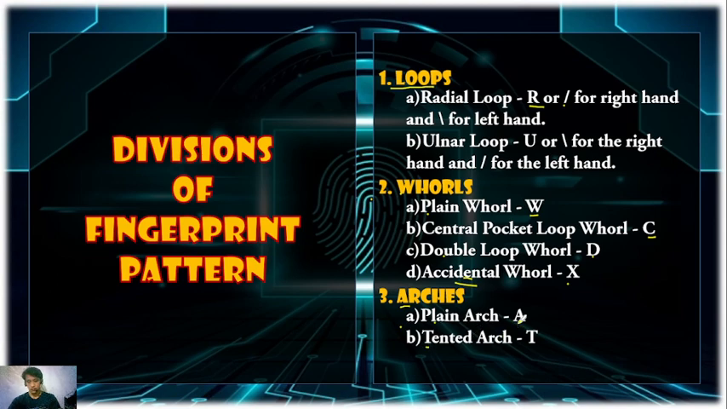The plain arch is symbolized by letter A, and the tented arch is symbolized by T. So with that, those are the divisions of fingerprint pattern.